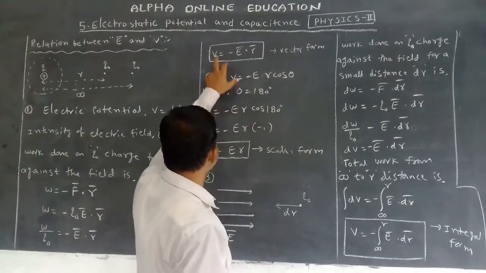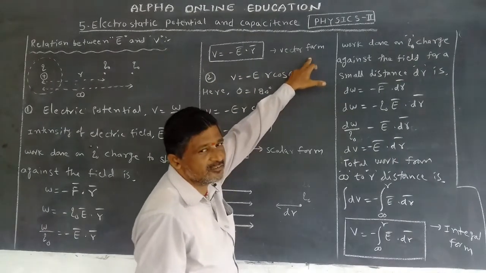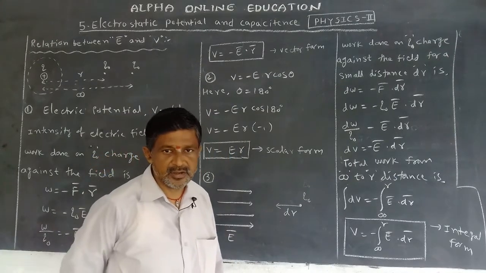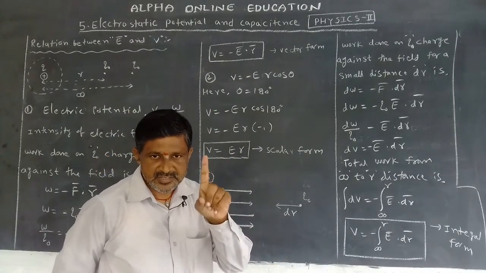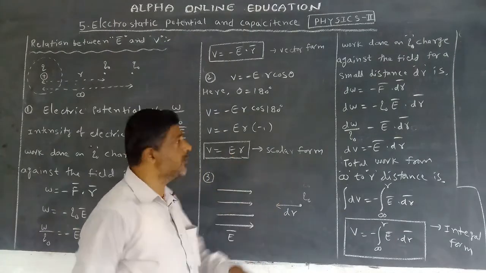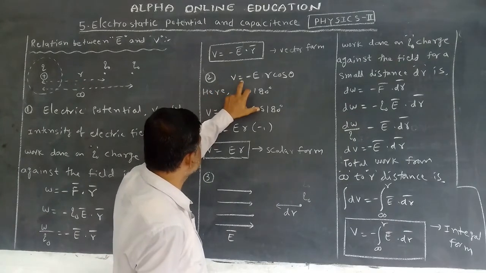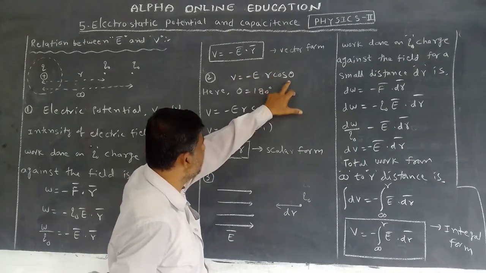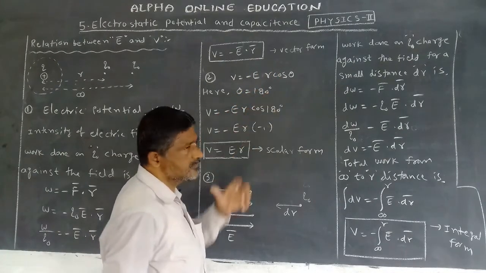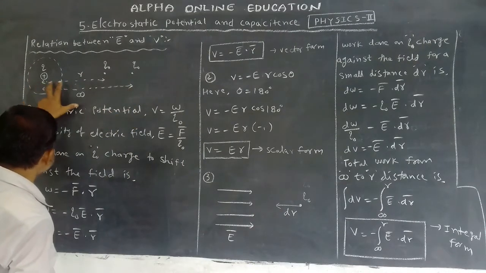This is the relation between E comma V, but which form is it? Vector form. V is equal to minus E bar dot R bar. This is the vector relation between E comma V, that's why it is the vector form. Second one: V is equal to, when we remove the dot product, what can we get? Cos theta. But here theta is equal to 180. Why 180? The electric field is in this direction.